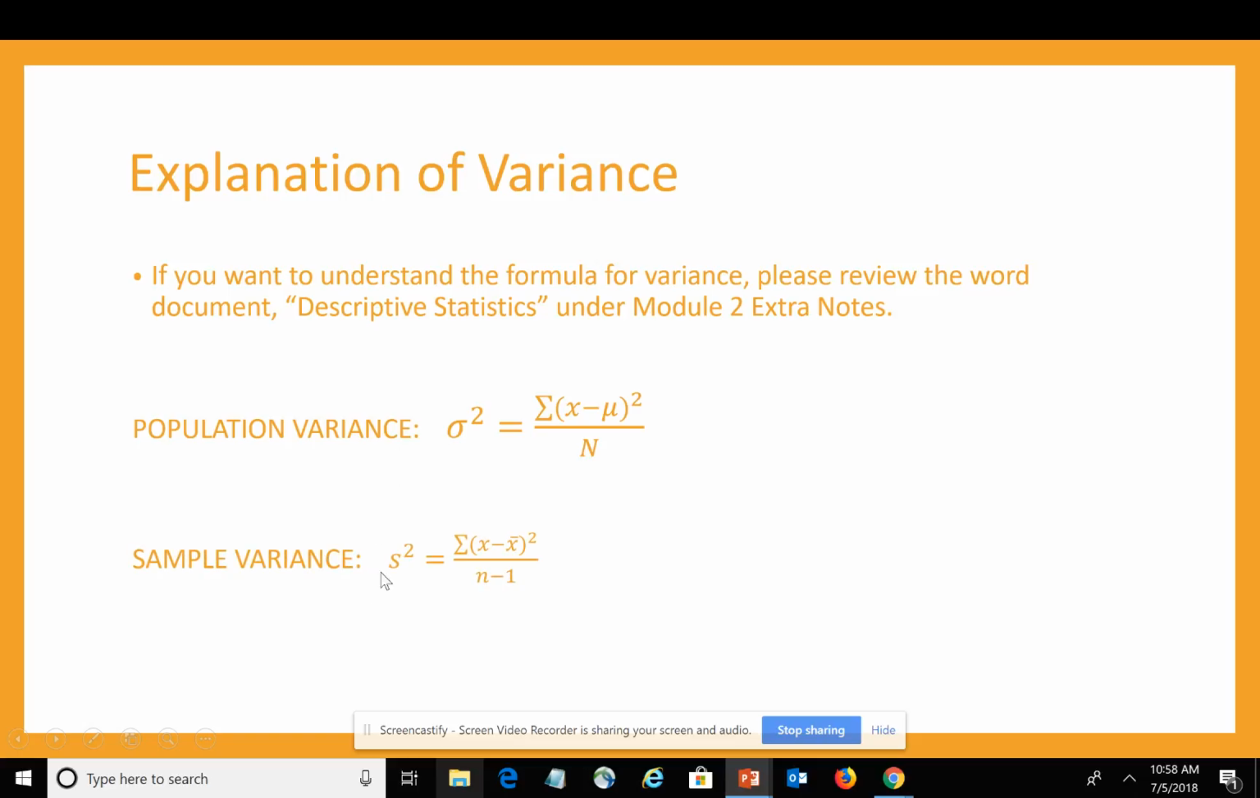For the sample variance, remember we use English letters for the sample, and we use the letter S. So S with an exponent of 2 represents your sample variance. And again, you may want to be familiar with those two symbols because they will show up in research articles, or you'll need to use them whenever you are conducting research.